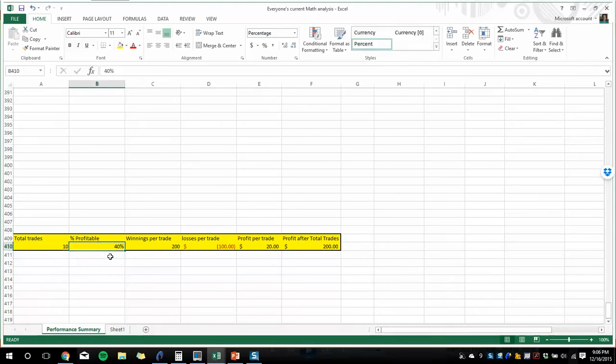Same thing with your 60%. It's the same as having 1-to-1 and being 60% profitable. It's marginal. It's kind of the bare minimum.